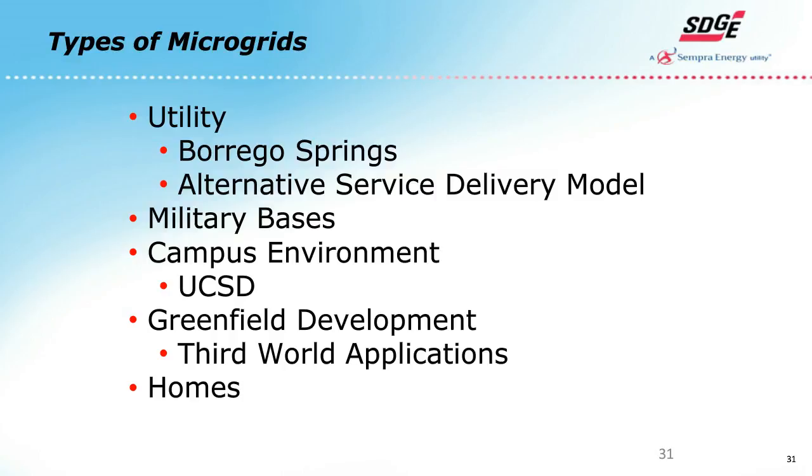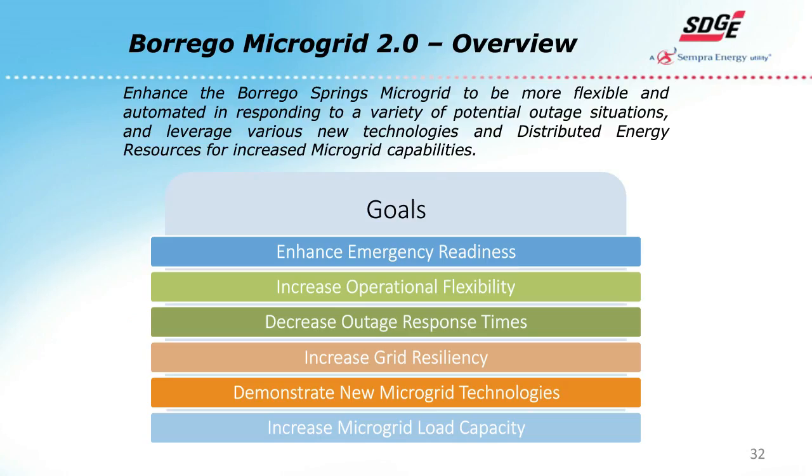So we have embarked on a project in Borrego Springs. I think a lot of you have probably heard about it. Really the goals were to enhance emergency readiness, increase the operational flexibility, decrease the outage response times, increase the grid resiliency for this particular community, demonstrate new microgrid technologies, and ultimately increase load capacity. This area is a single community, 2,800 customers, 15 megawatts, fed by a single radial transmission line, and it tends to go out quite frequently, and costs associated with a second transmission line are pretty significant. And so we're looking at the alternative service delivery model view of this.